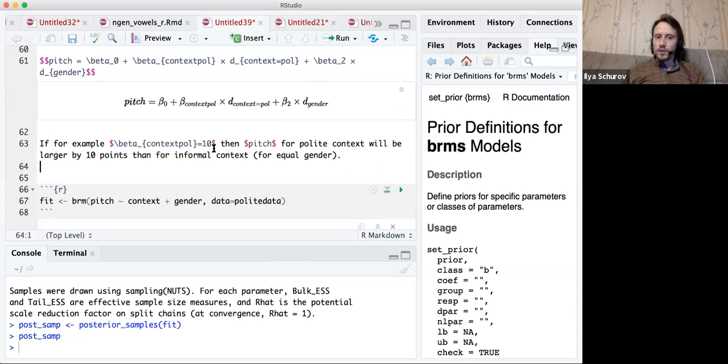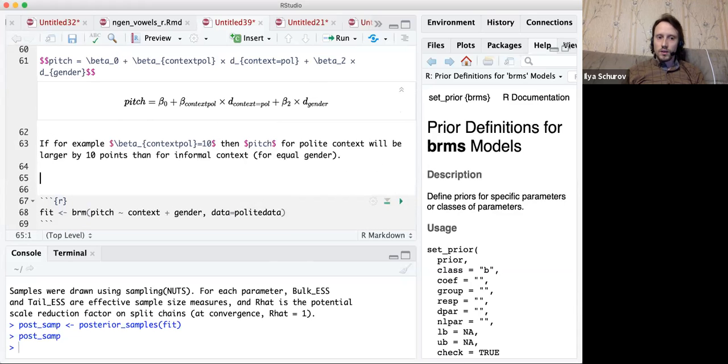So let me show that this is true. If this coefficient is 10, then it means that our formula is like beta naught plus 10 times this dummy variable plus beta 2 times the gender.